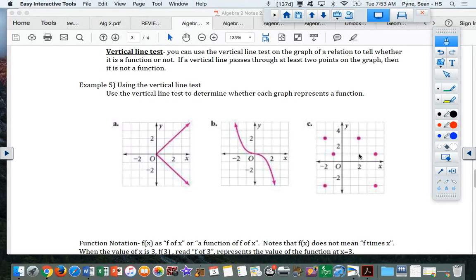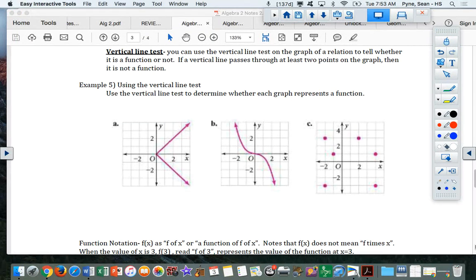All right, so no matter where I draw a line, it has to always hit 1 point. Now, I don't ever draw a line, but what I do is I'll take my pencil and I'll be like, all right, so if I did a line here, would I hit 2 points on the graph? Yeah, I'm hitting right here and here. Because I'm hitting 2 points, that means it's not a function. That is the vertical line test.